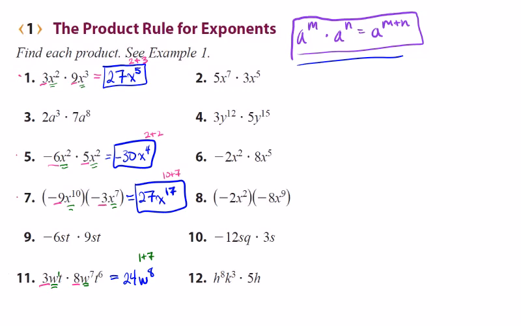And now I see I have another variable, t, going on as well. So I have a t here and a t to the 6th here. So remember, there's an invisible 1 there. And so I'm going to bring over a t. I'm going to add those exponents, 1 plus 6. And that turns out to be 7. And that's our answer.